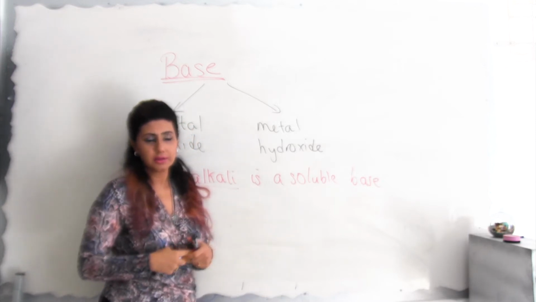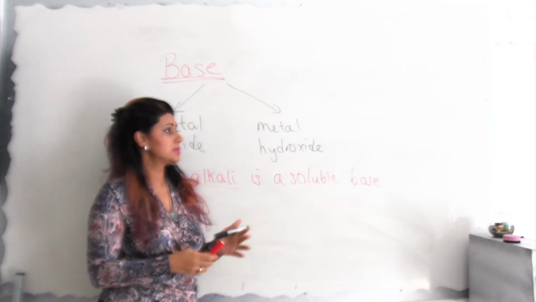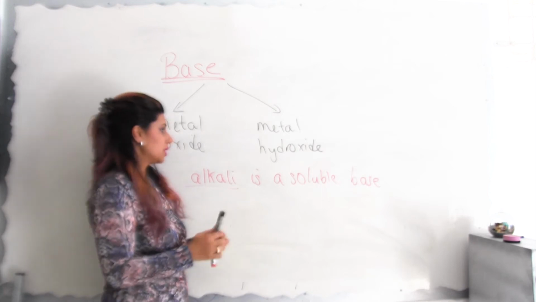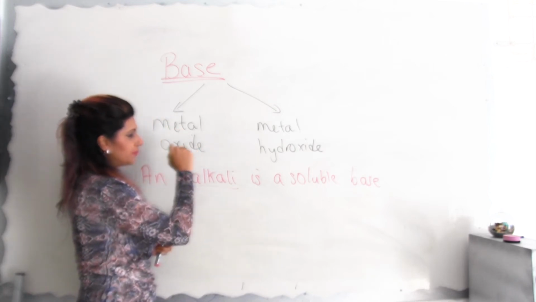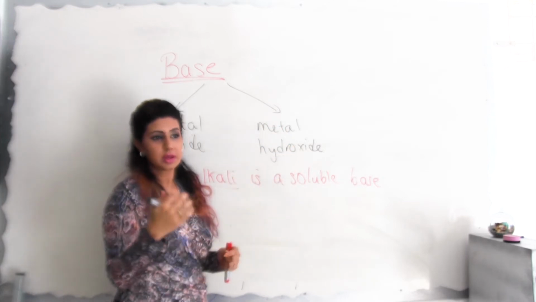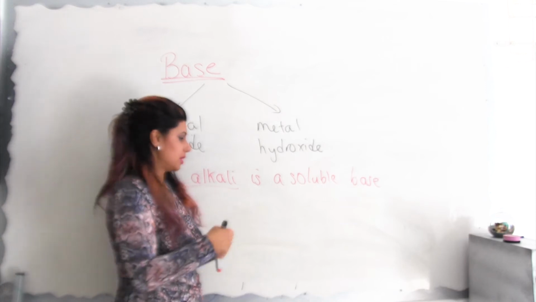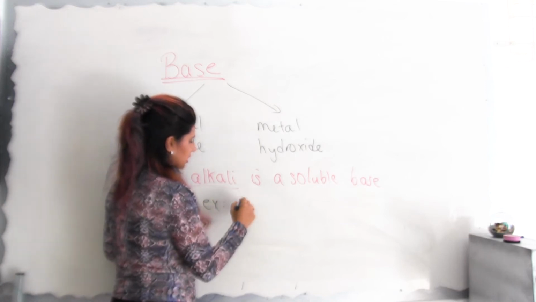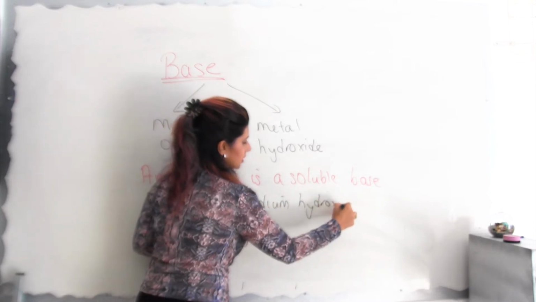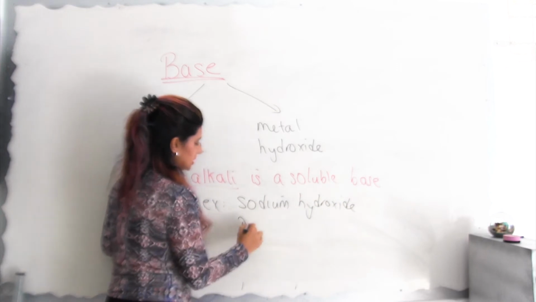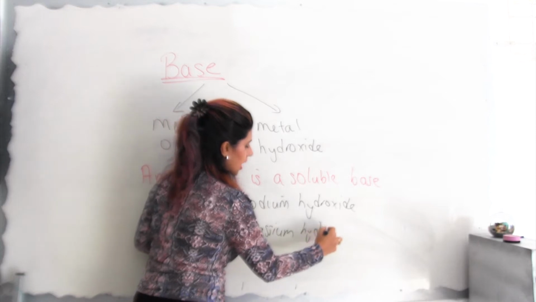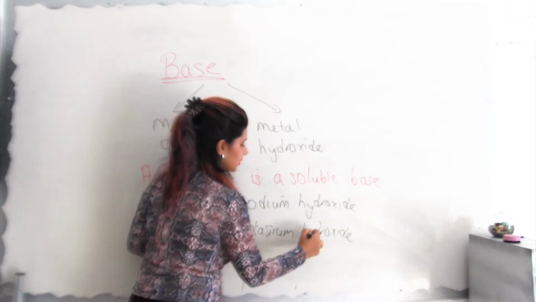There's not many alkalis. I would say there's lots of bases, but very few alkalis. The main alkali that you need to know is, for example, sodium hydroxide. If you mix it with water, it will completely dissolve. So that's an alkali. The most important example is sodium hydroxide, and the second one is potassium hydroxide. These are the two alkalis that we're going to use quite often in that topic.